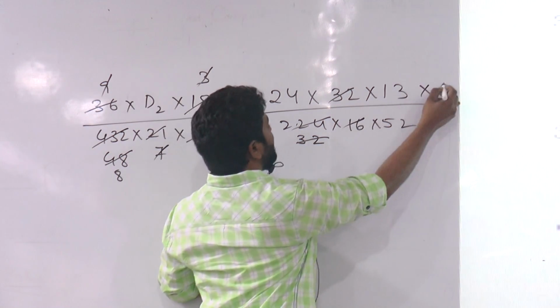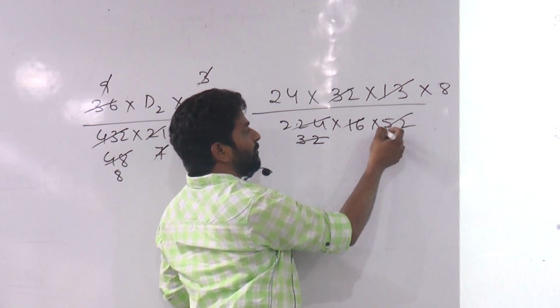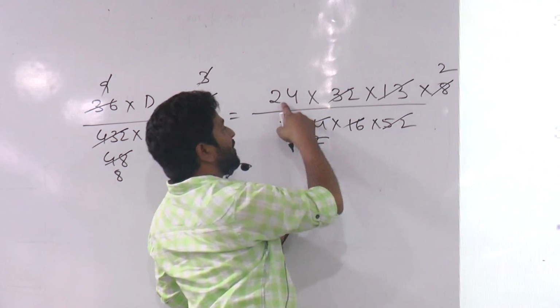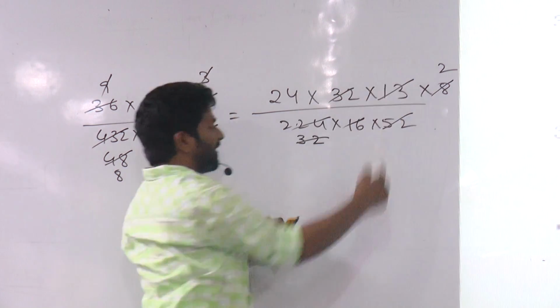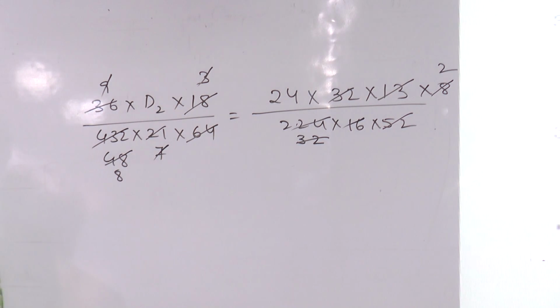That becomes into 8. 13 how many times? 4 times. How many times? 2 times. Only numbers remaining are 24 and then 2. 24 2 times 48. 48, first option.